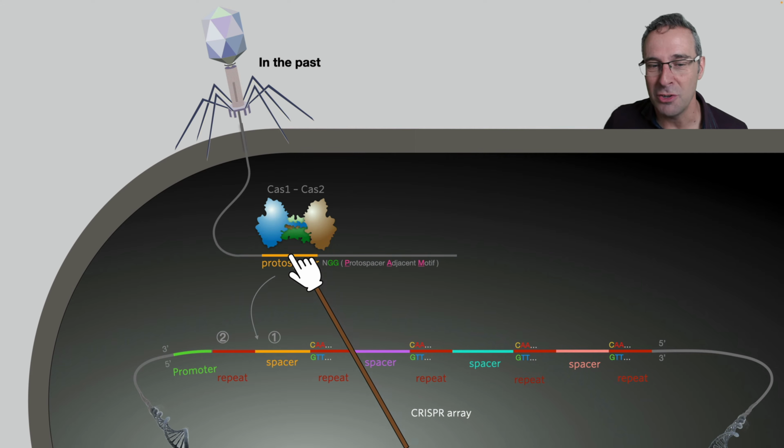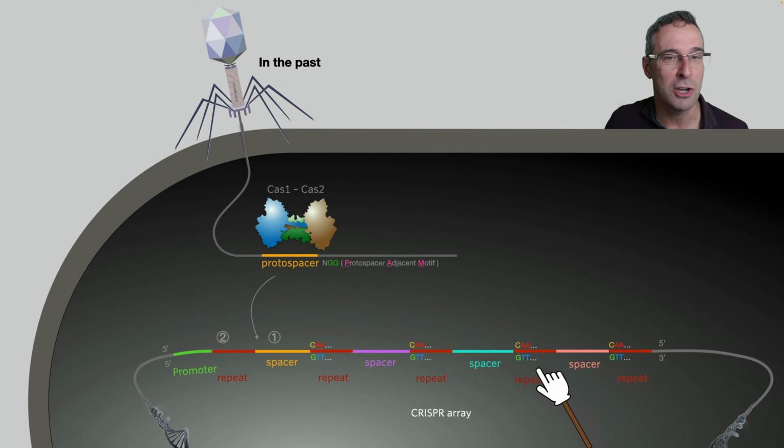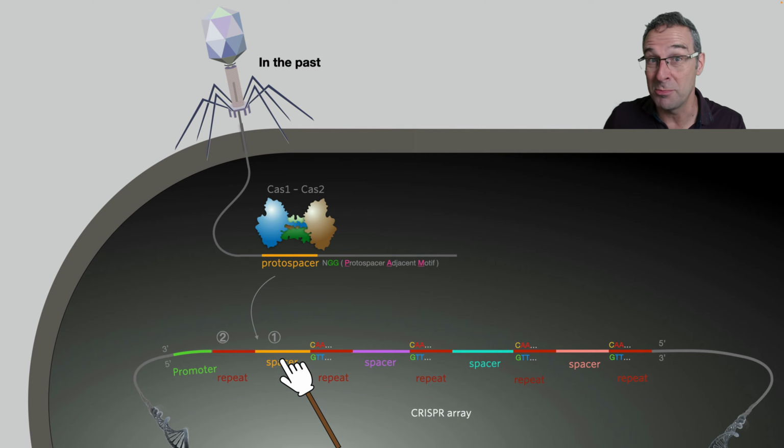And what they will do is cut out a region of the virus's DNA called a protospacer and stick it into part of the bacterial chromosome that's called a CRISPR array. Now, we'll talk about the CRISPR array in just a moment, but you'll notice that in the CRISPR array, there are repeats separated by spacers. And so this protospacer will become a spacer in the CRISPR array.